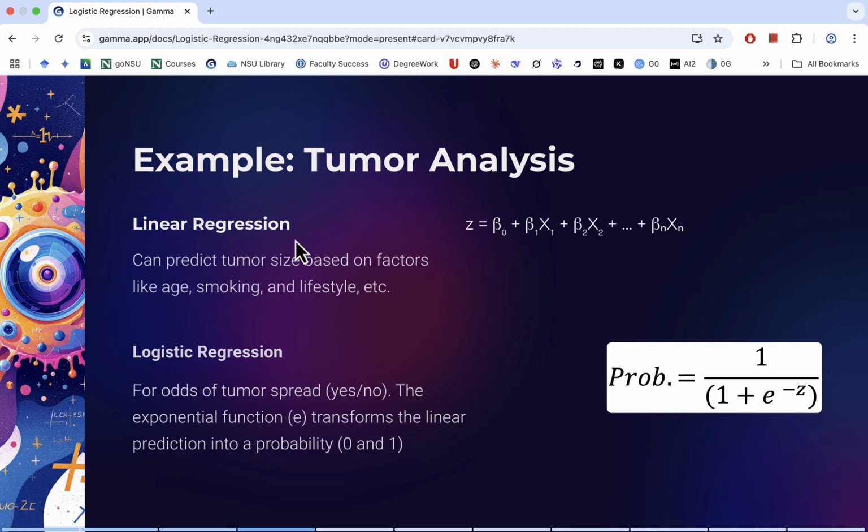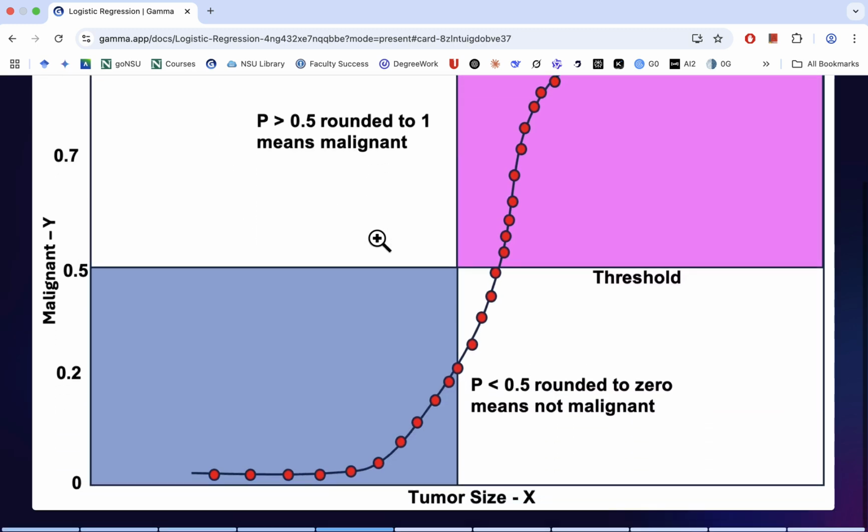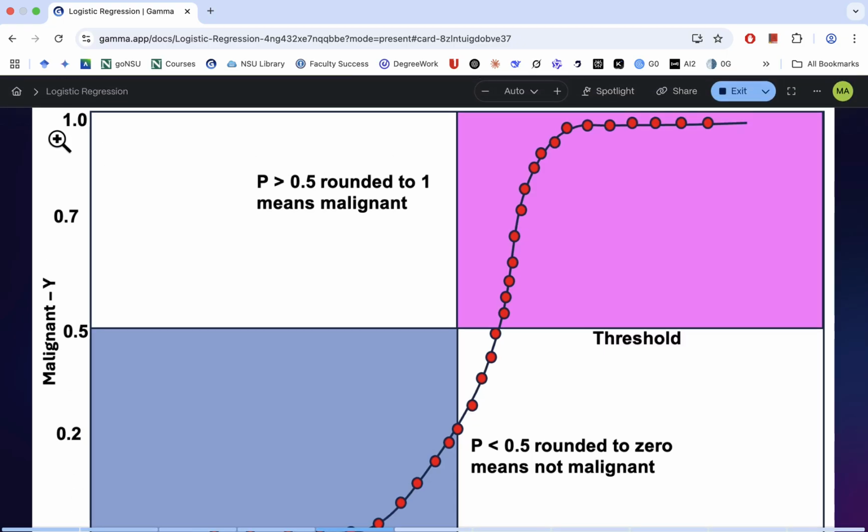Therefore, when the objective is to make a prediction about the size of a tumor, linear regression will work. However, when the objective is to make a decision whether a tumor is benign or malignant, then logistic regression will be used. Logistic regression uses a sigmoid curve. So for example, here we have a sigmoid curve, and on the x-axis we have tumor size and on the y-axis we have malignancy. And 2 points are particularly important, 0 and 1. 0 means it doesn't metastasize, in other words it's benign, and 1 means it is malignant.